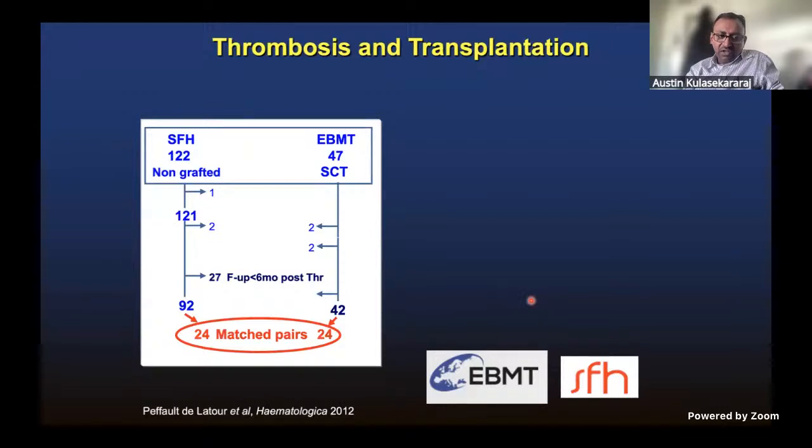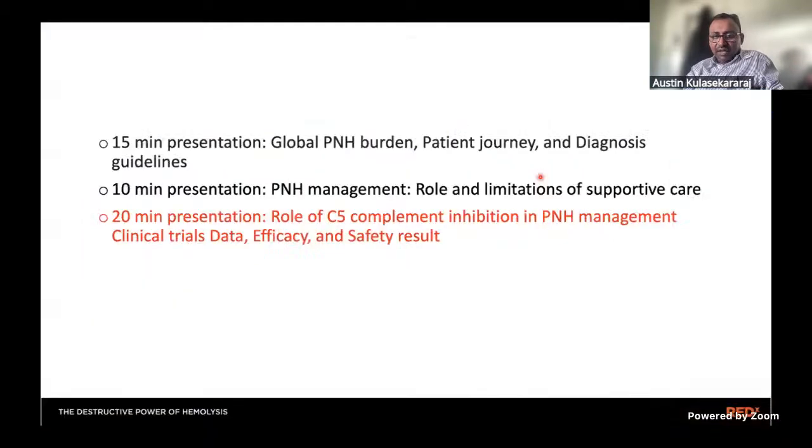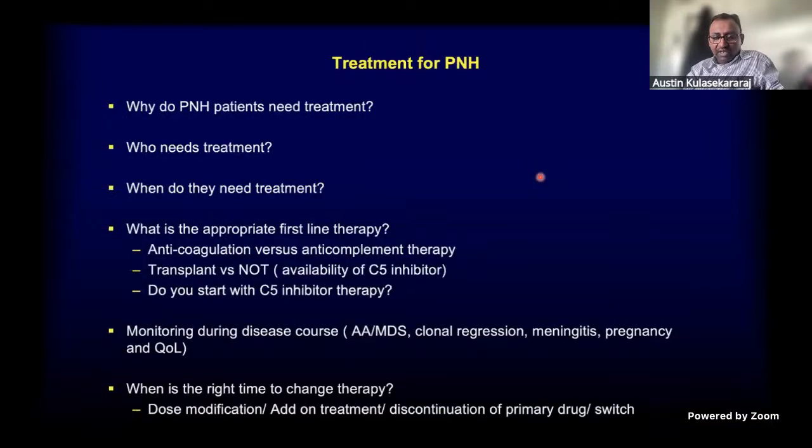So they wanted to look at the matched pair analysis. And even if you did a transplant for the ones who had thrombosis, unfortunately, they had a significantly poor survival, even compared to patients who did not have anticomplement therapy, who did not go into transplantation. So that's the bottom line of transplantation. Yes, it can be used, but unfortunately, it also has got issues related to GVHD, transplant-related mortality as well.